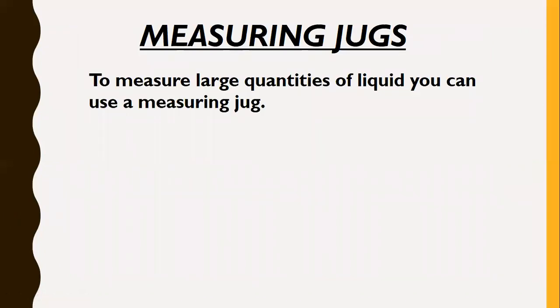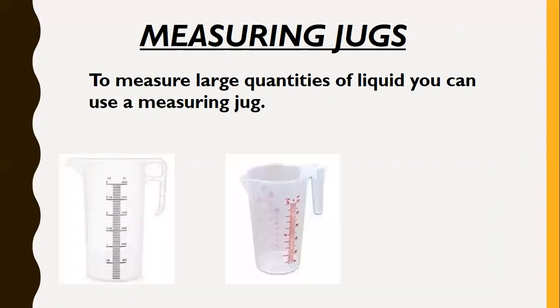To measure large quantities of liquid, you can use a measuring jug. There are different types of measuring jugs. These are different types of measuring jug. A measuring cylinder will measure the volume of liquid quite accurately.